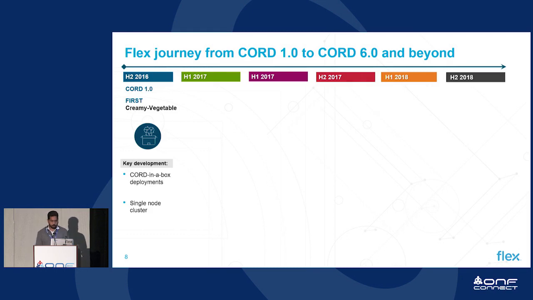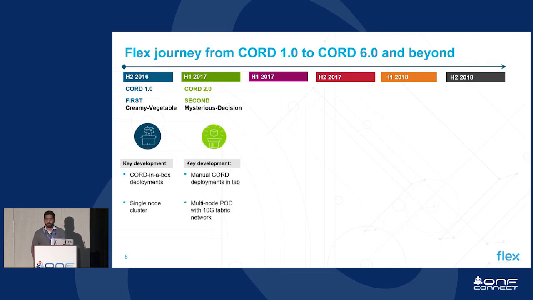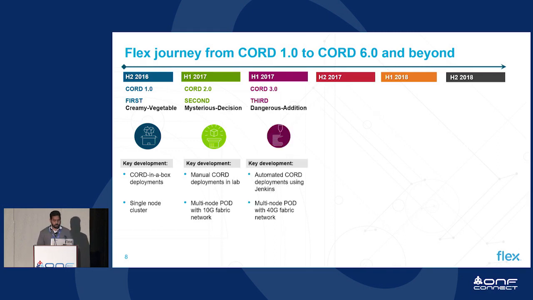We first started the COD project by installing COD in a box. This was a single node deployment, as you mentioned. This was our first step to learn what COD is and to get associated with the COD project. Then we upgraded our fabric to a 10 gig fabric and had a manual deployment. There were a lot of issues with this deployment, so we moved forward towards automation using Jenkins. Then, in the first half of 2017, we had a Jenkins-based automated installation available, and our fabric was on a 40 gig network.